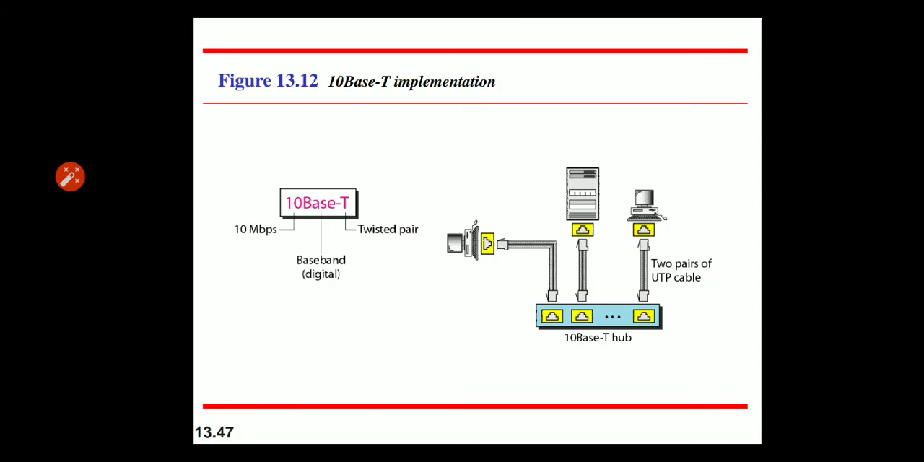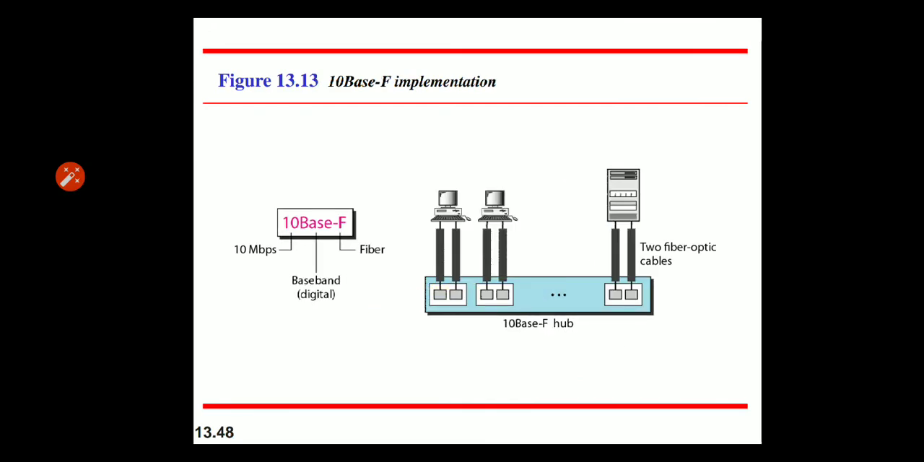Compared to 10Base5 or 10Base2, we can see that the hub actually replaces the coaxial cable as far as collision is concerned. The maximum length of the twisted cable here is defined as 100 meters, to minimize the effect of attenuation in the twisted cable.